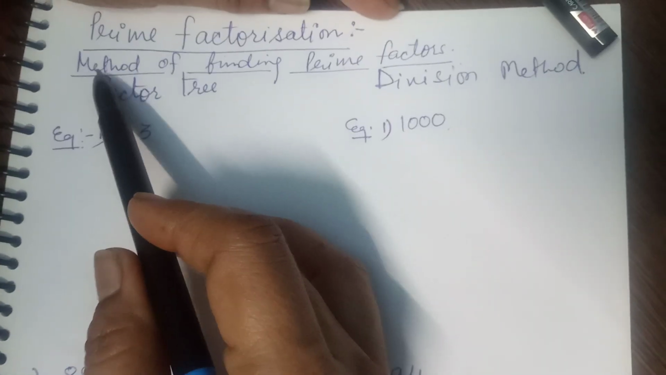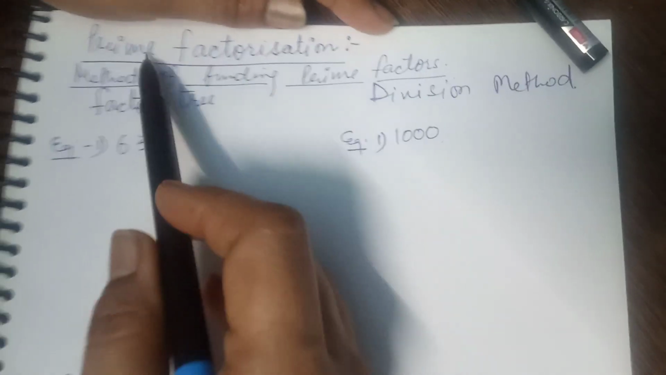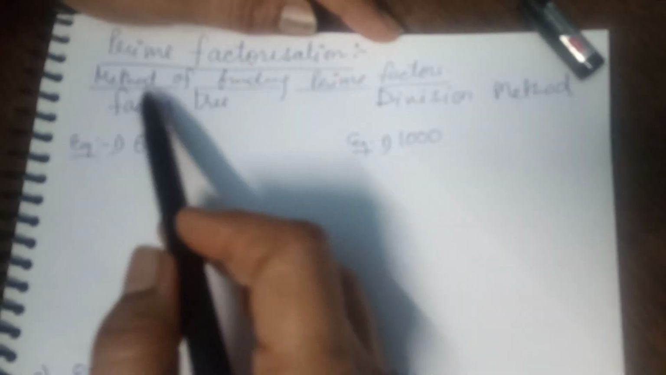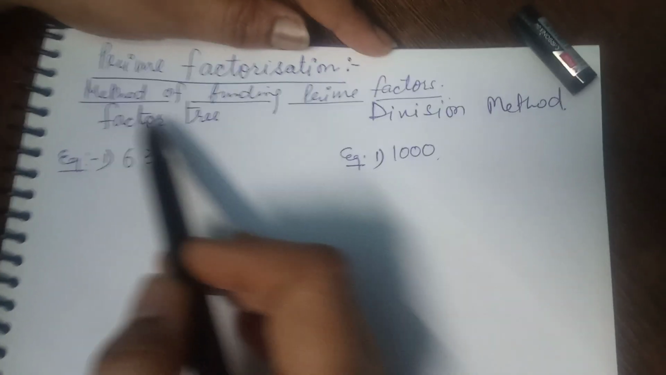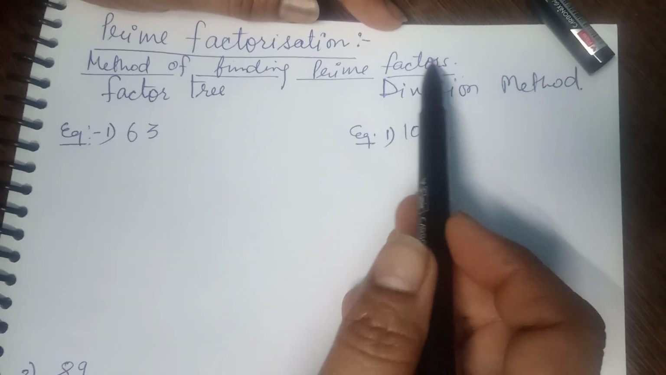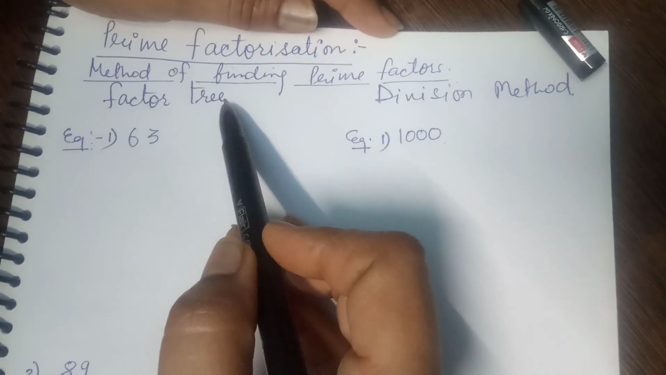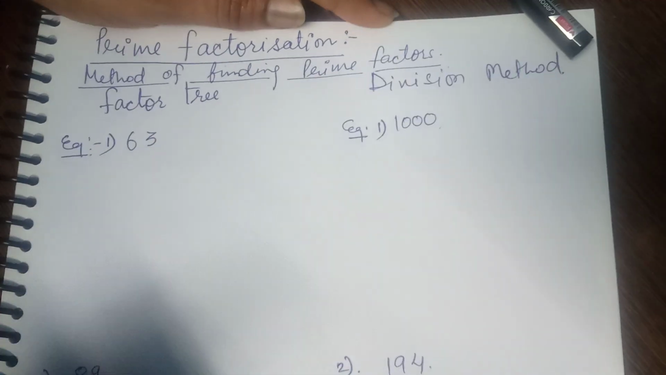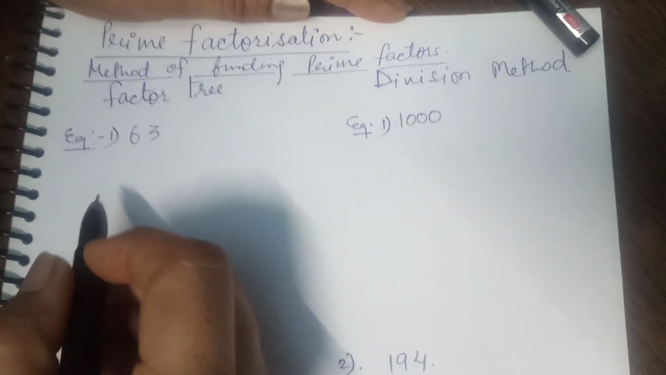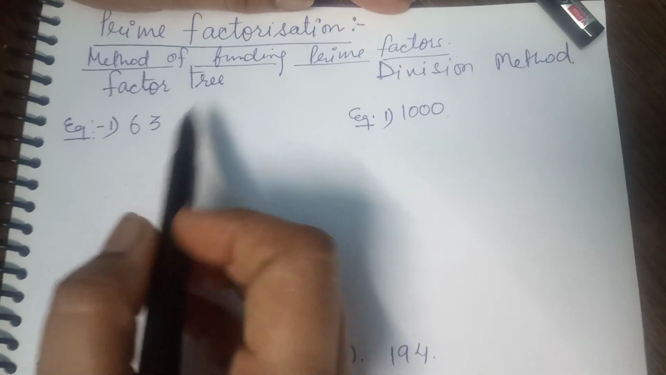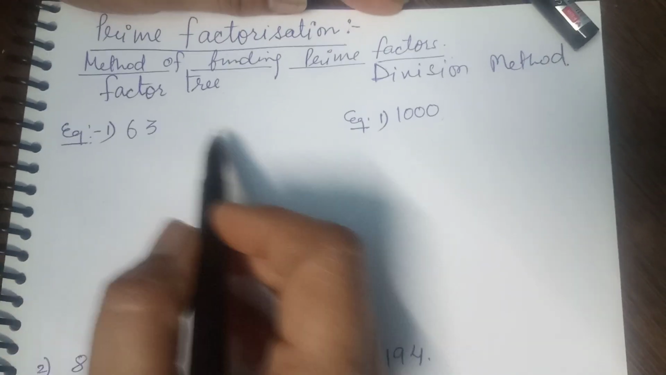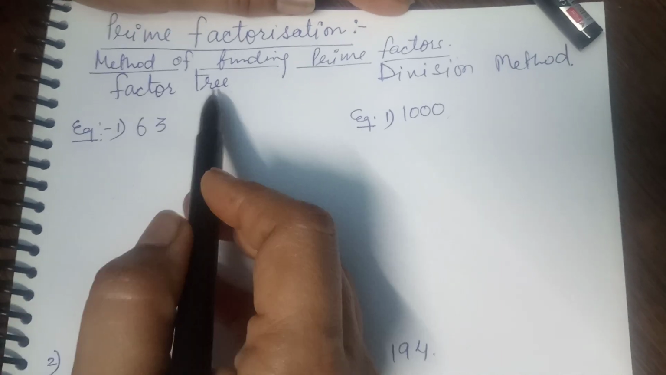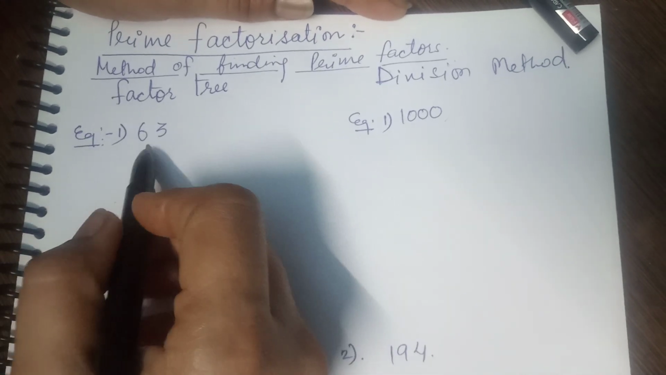Now, how do we solve prime factorization of any number? There are two methods of finding prime factors. First is your factor tree and second is your division method. I am taking one example for both of the methods. For the factor tree, we have to find the prime factors of 63.